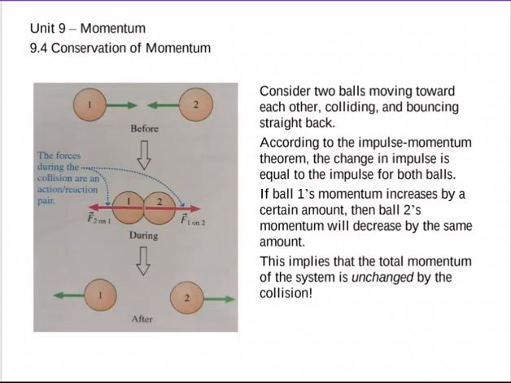Conservation of momentum in section 9. This is a good one. I like this one. So we have two balls moving toward each other, colliding and bouncing straight back. So kind of a unique situation. A lot of times they'll glance off each other, but this is bouncing straight back.